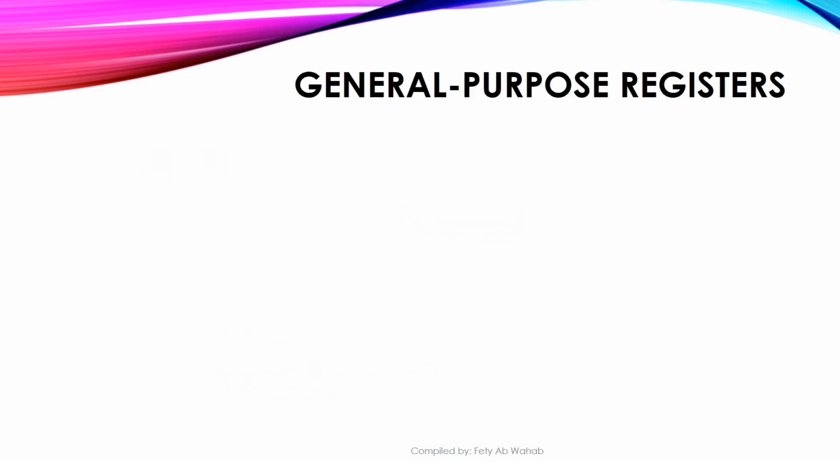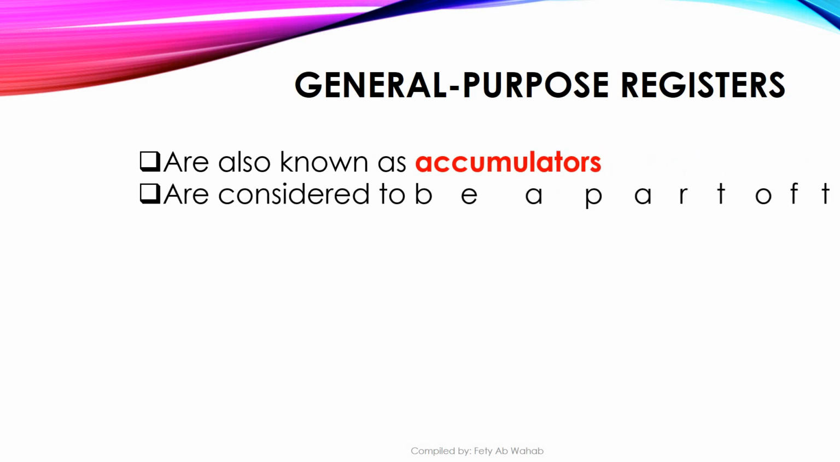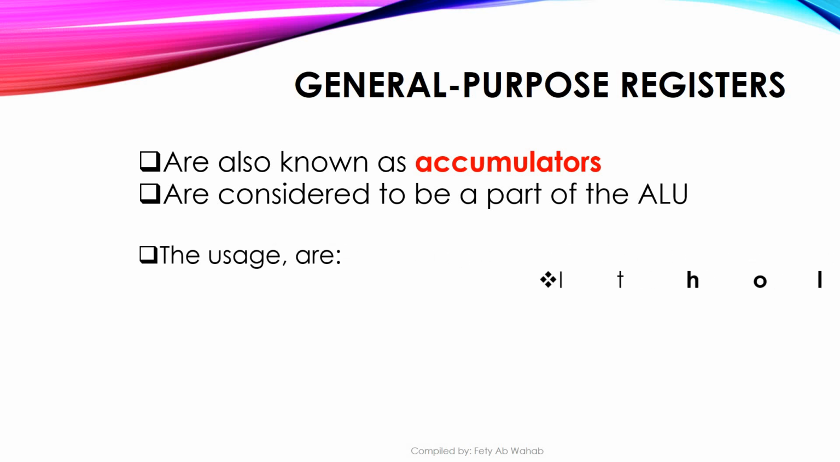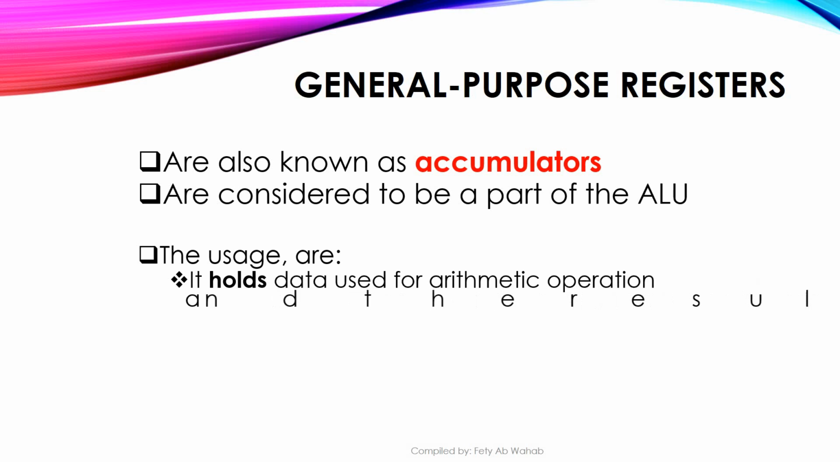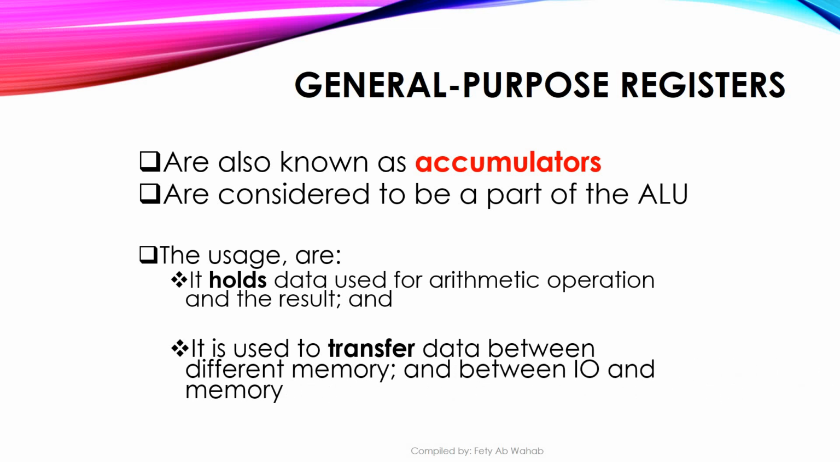General purpose registers are also known as accumulators. They are considered to be a part of the ALU. The usage is: it holds data used for arithmetic operations and the result, and it is used to transfer data between different memory, and between I/O and memory.